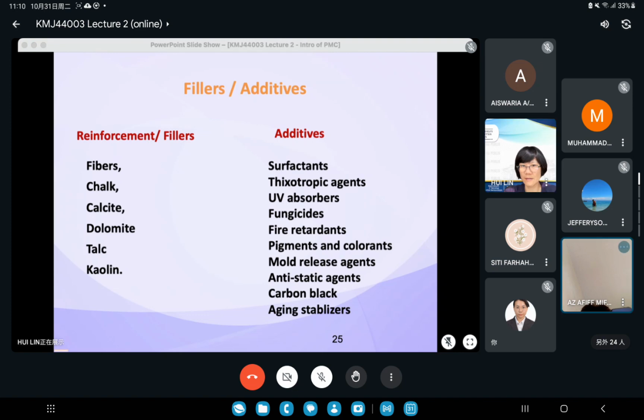Okay. Wait a minute. I need to do some settings on this.